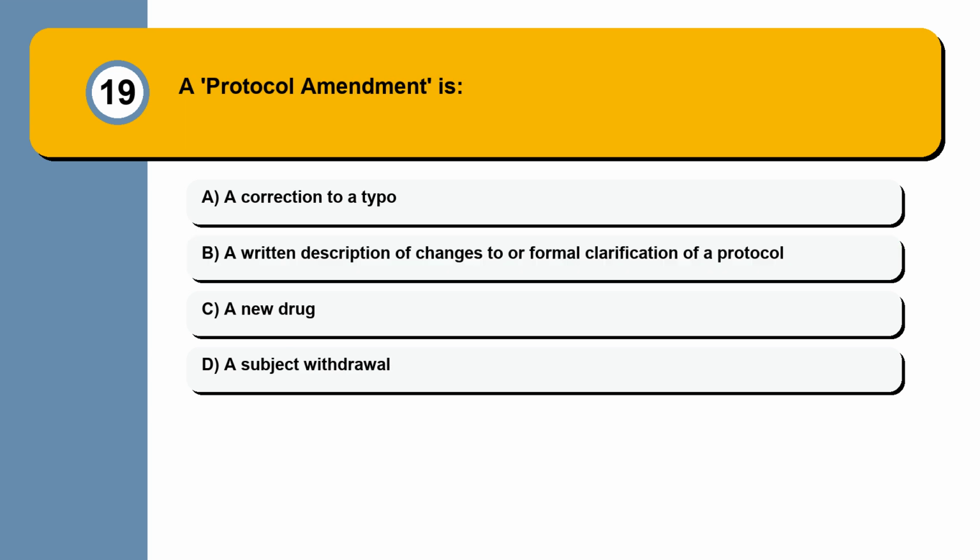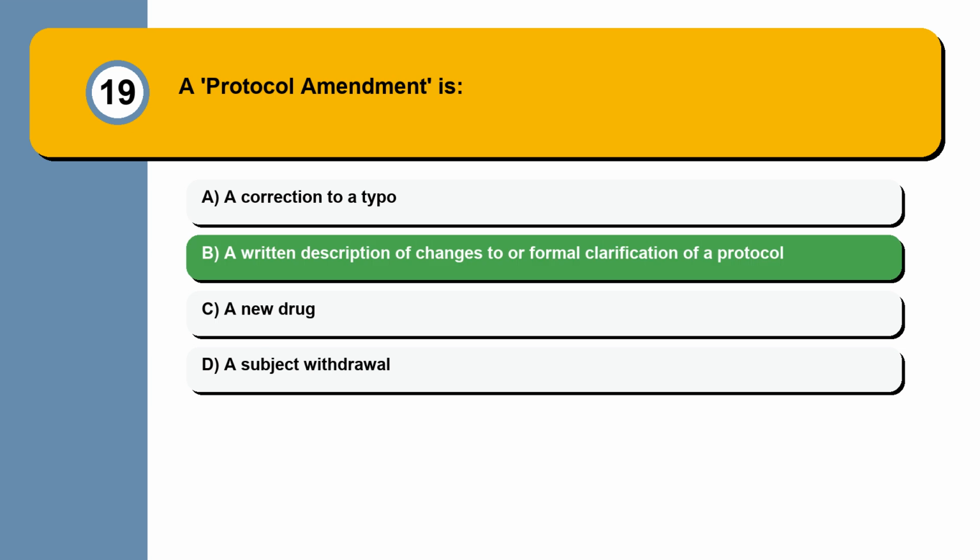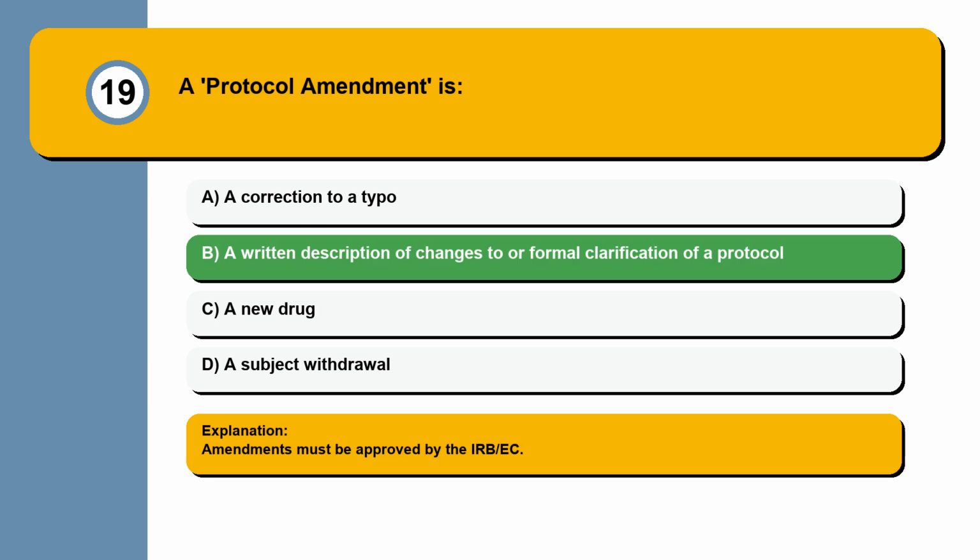Question 19. A protocol amendment is a correction to a typo, a written description of changes to or formal clarification of a protocol, a new drug, a subject withdrawal. Amendments must be approved by the IRB/EC.